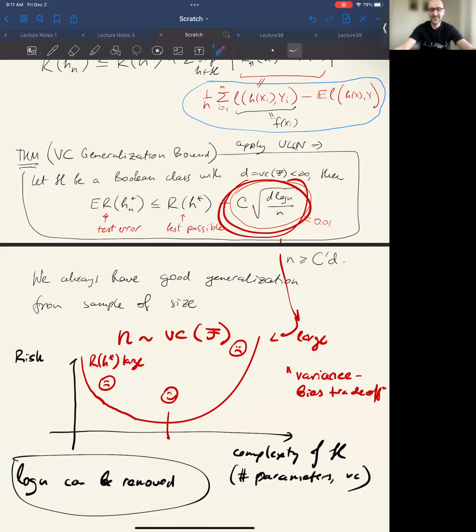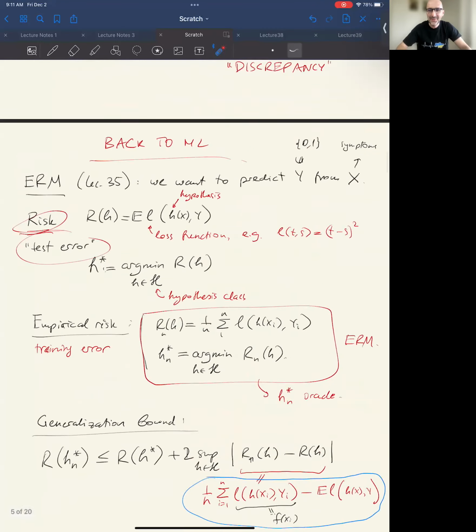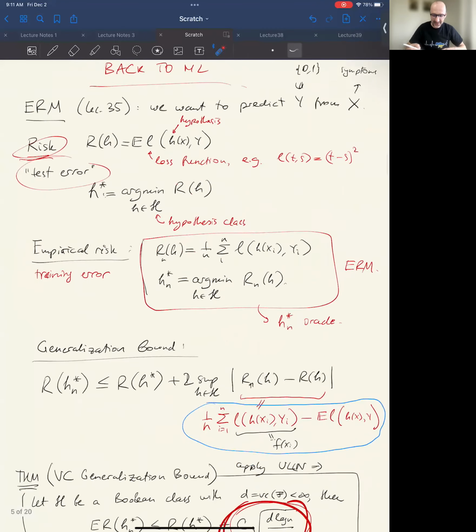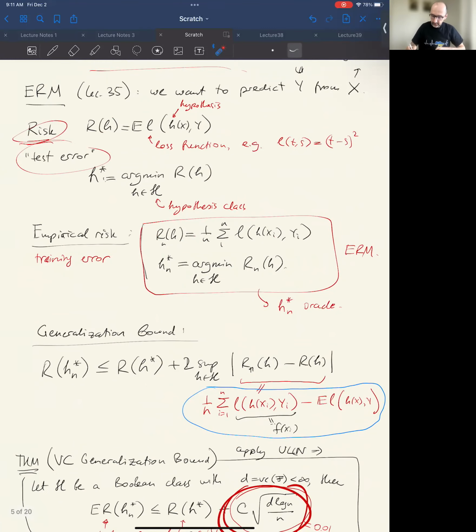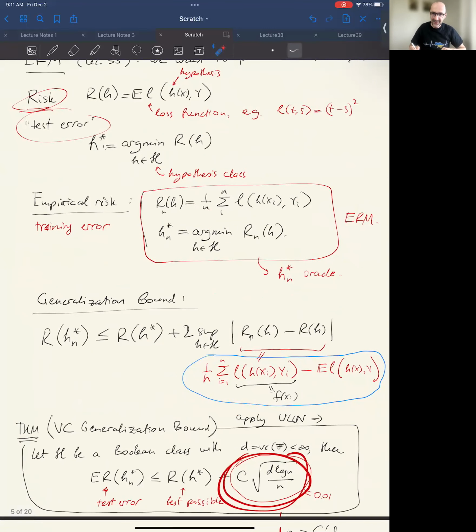Good. Any questions? Yeah, I have a question. Yes, Denis. How have we applied the uniform law of large numbers to the VC generalization bound? We take the supremum over H, but there is Y. Y doesn't... Yeah, I was hoping someone would catch it. You're right. We can't really, not literally, at least. Yes, thank you for noticing this.